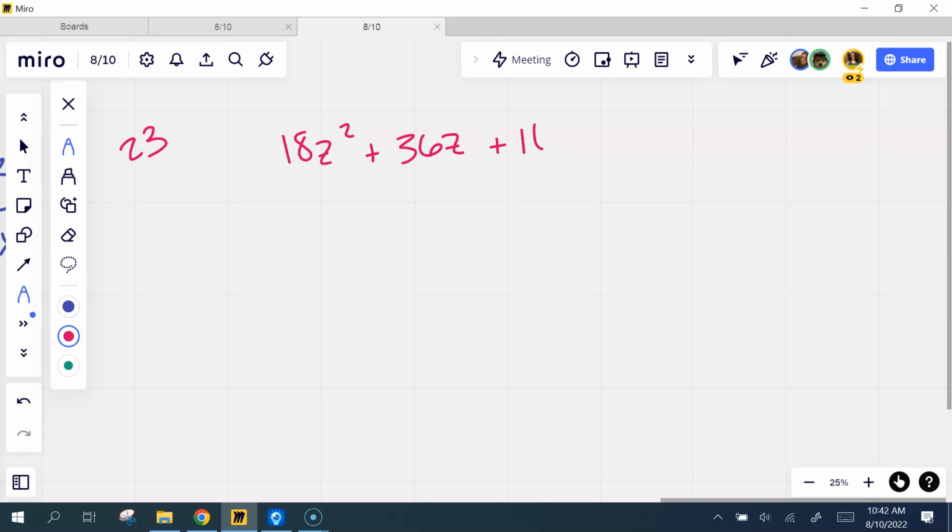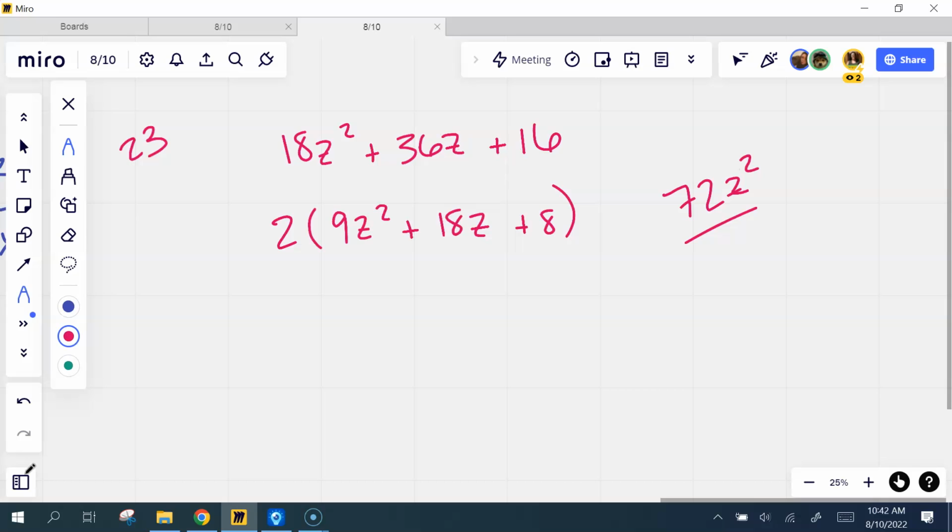$16. GCF. Oh, this is a special one. What's left? 9. 18, 8. Oh, this is not special. Never mind. I thought I was going to get 4 on the end. All right, 72. What multiplies to 72 Z squared, but adds to 18Z? 6 and 12, 12 and 6.